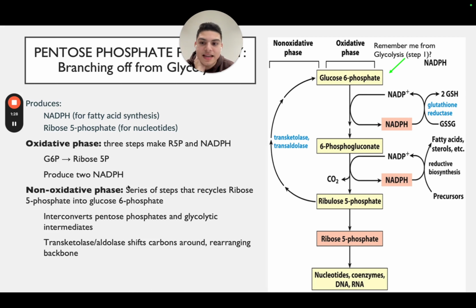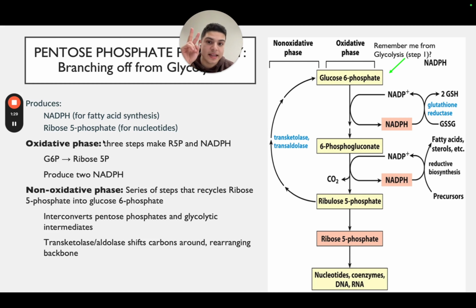And so in this case, glucose 6-phosphate is going to get oxidized, reduced, all that good stuff. It's going to form ribulose 5-phosphate. And basically, from there, it can either be converted into ribose 5-phosphate, which is used for DNA synthesis, or it can undergo the non-oxidative phase to form glucose 6-phosphate.